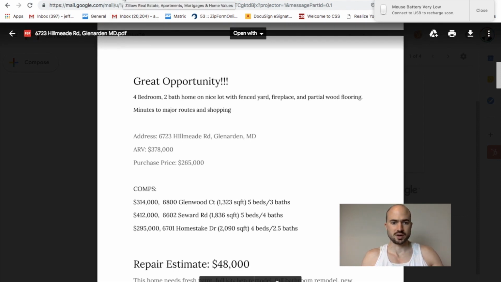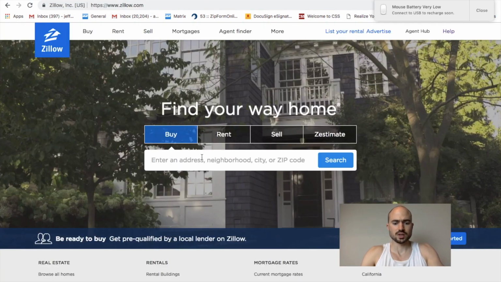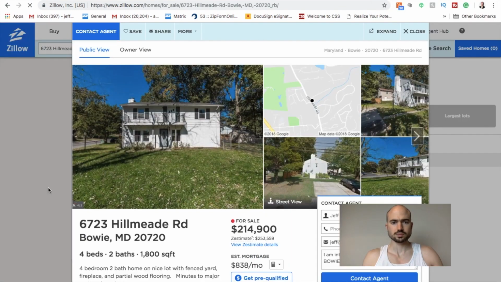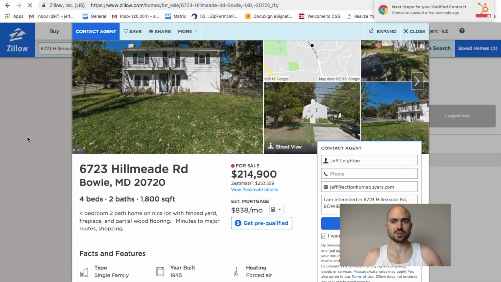So let's put this in here. 6723 Hillmead Road in Bowie. Okay, so here's the property. And I think this one is actually listed on the market. Sometimes wholesalers will actually send over properties that are listed, which is fine. I mean, chances are it's not going to be a great deal if it's listed on the market and there's 5,000 other people that have seen it, but I'll still take a look at it.